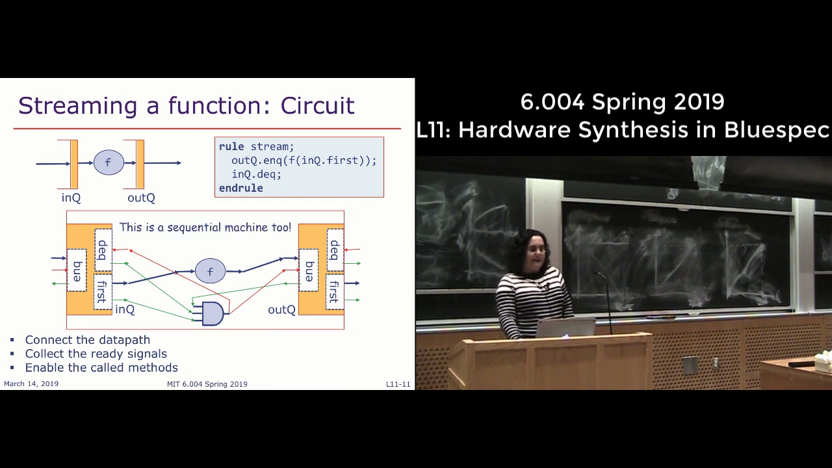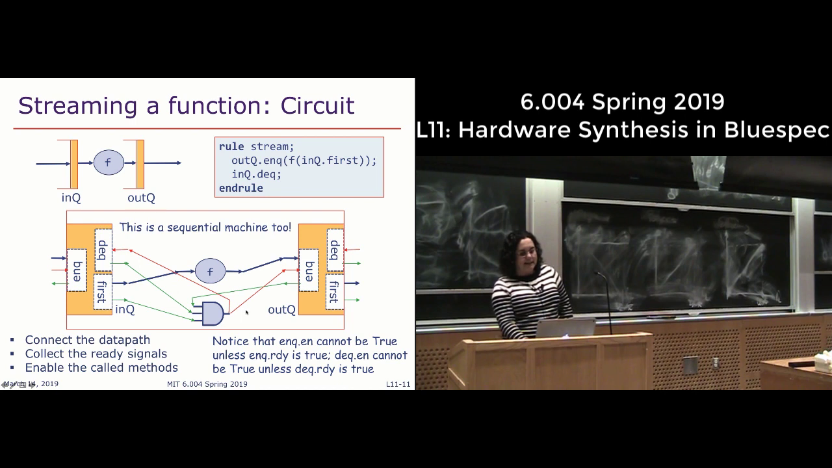Just one little thing to notice here is that in addition to making sure that we took the AND of all of these ready signals, it's also still the case that the enqueue of the output queue is never enabled if its ready signal is not true, and similarly the dequeue is never enabled if its ready signal is not true. So we're building those together and still maintaining our original requirement that we can't call a method unless it's ready.